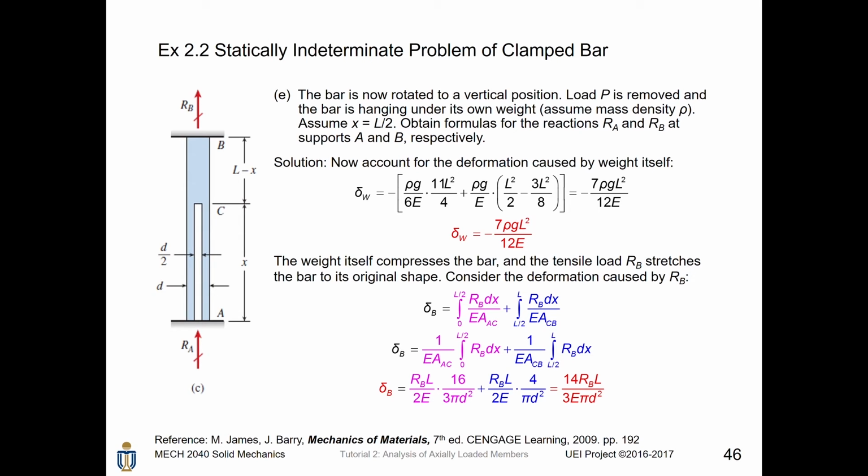Next, after we consider the deformation caused by the material weight itself, we will consider the deformation caused by RB. So now we ignore the weight inside the bar and only consider RB. This is rather similar to what we just computed. For the section from 0 to L over 2, we substitute RB and AAC into the integral, while for L over 2 to L, we substitute RB and the cross-sectional area ACB. Then we take out the constants; RB is just a constant, and the integral of dx becomes the difference between the upper and lower limits. The result will become 14 RB L divided by 3E pi d squared. This is the deformation caused by RB.